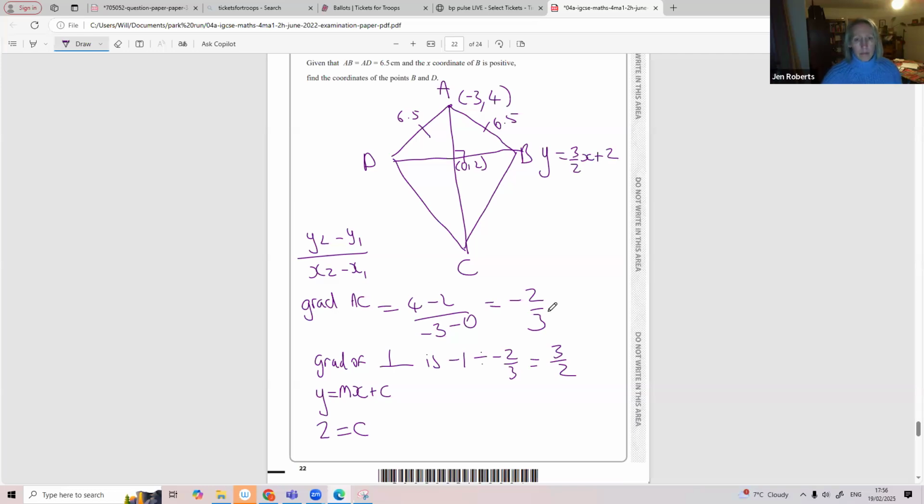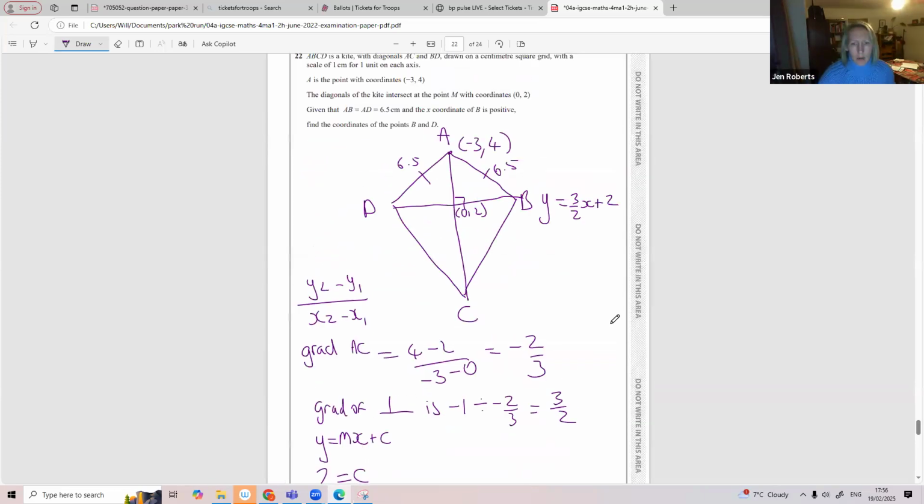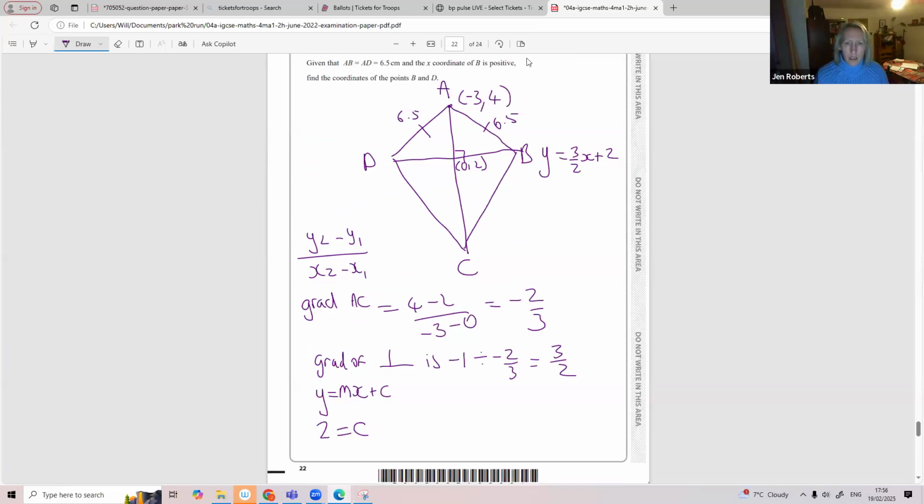Now I'm also thinking, they've given us the length of this line from A to B, haven't they? So we don't know this coordinate point, do we? Let me have a little think about this. We could get the length of the line between this point and this point. Then we could use Pythagoras, couldn't we?